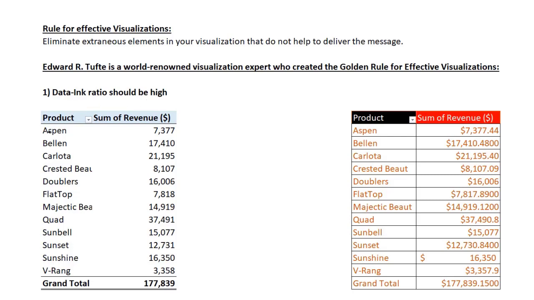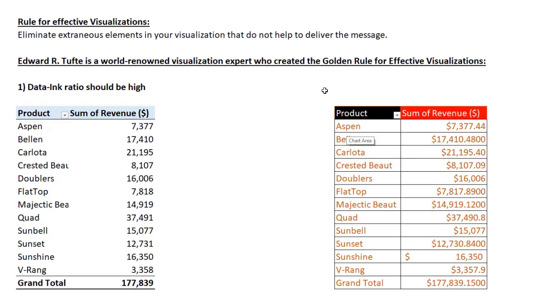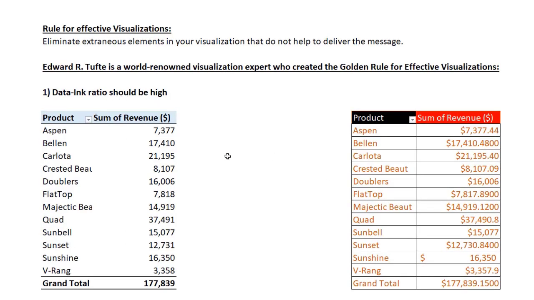Here we have lots of data and less ink. Over here we have the same amount of data, but lots of ink. That lots of ink gets in the way of delivering an effective message. Too many lines. The different colors probably don't help the message, and this is messy. We need to have the same number of digits for all the numbers in our table. All right, so data ink ratio should be high.